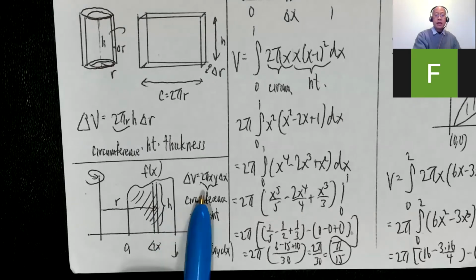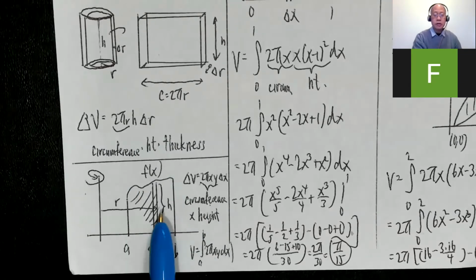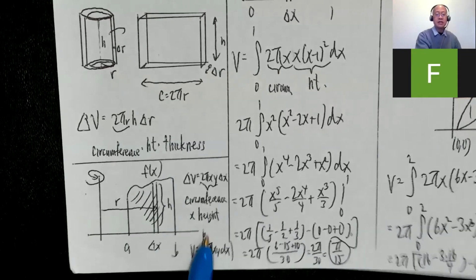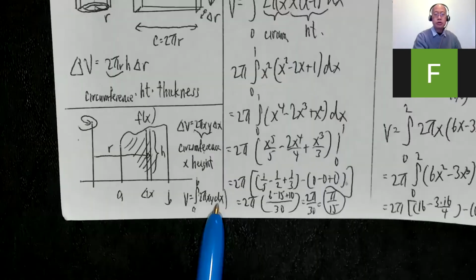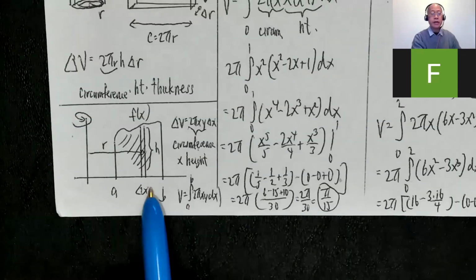The thickness, delta r, you don't usually have to worry about. It'll either be delta x or delta y, and in the integral it becomes dx or dy. So 2 pi x y dx. That's what I showed you last time.